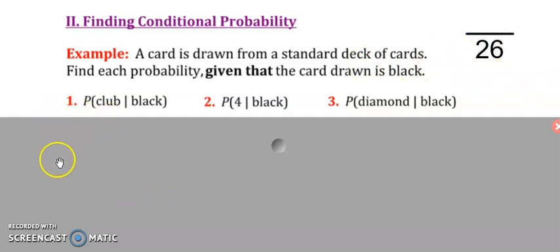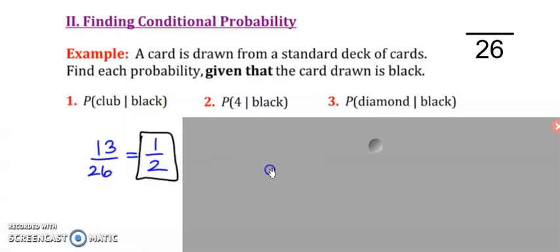So the first one is saying, what is the probability of selecting a club, assuming that you're only looking at the black cards? Well, there are 13 clubs out of 26 total black cards. So it'd be 13 out of 26, which of course reduces.